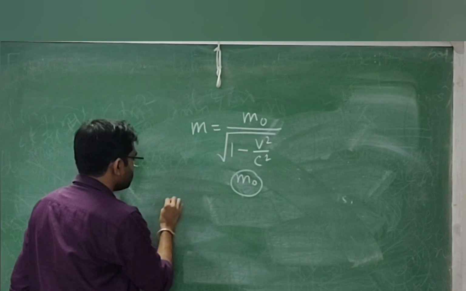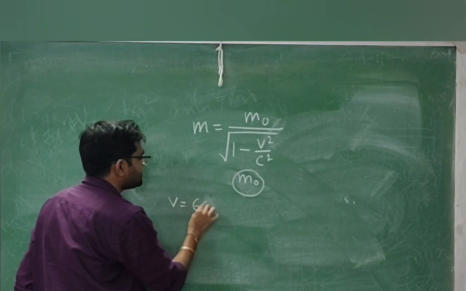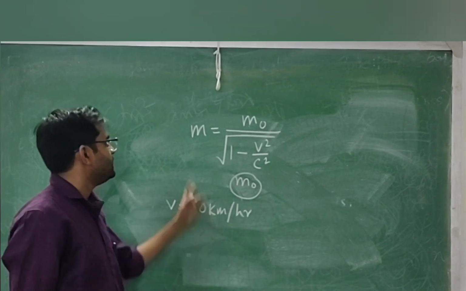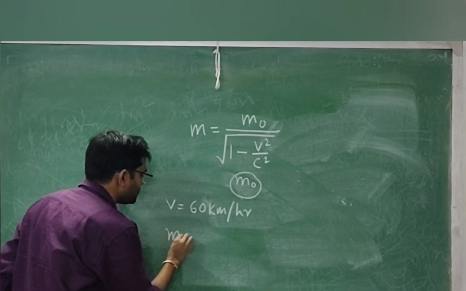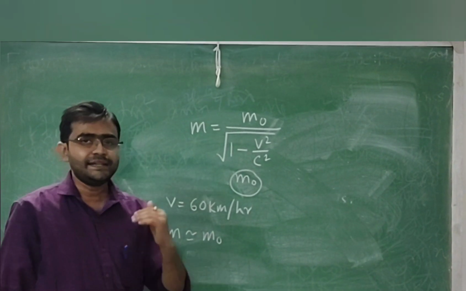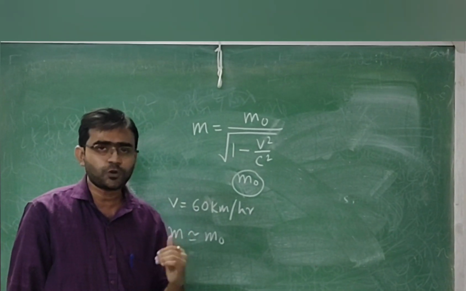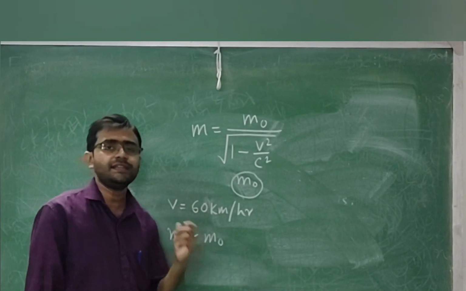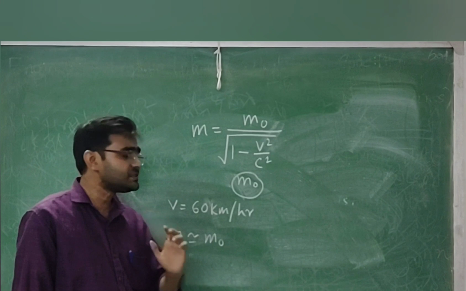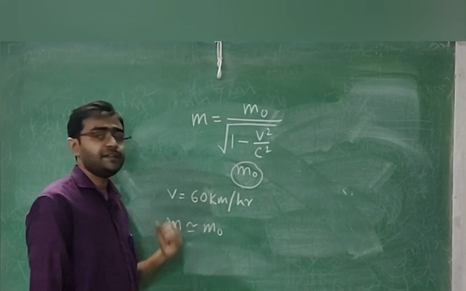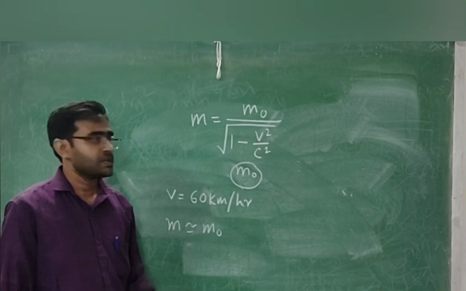Now if the velocity of a car is 60 km per hour, you will find the mass will be approximately equal to m0. That is why in classical mechanics problems, whatever mass has been given in our problem, we have taken that particular mass. We have not considered whether the body is at rest or in motion, because they are the same.